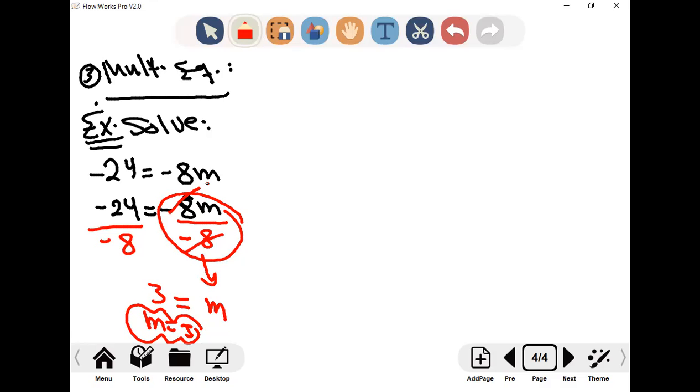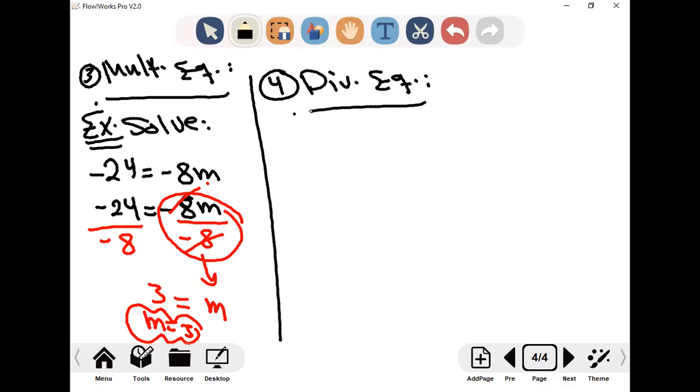Let's take the fourth type, which is the division equation. In a division equation, we have the variable with a divisor under it, right? A variable is divided by a number.